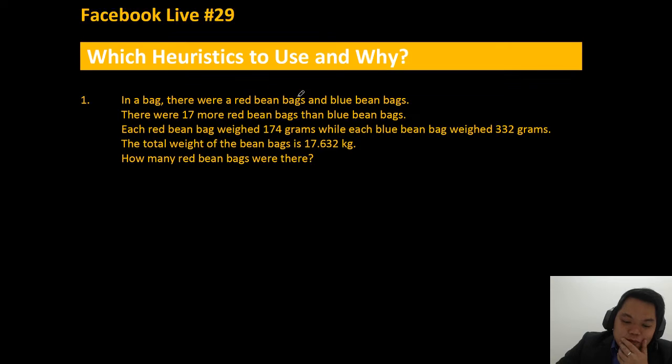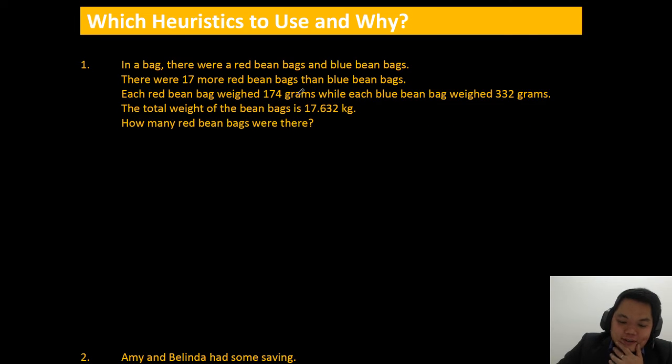Now, let's look at question 1. There were red bean bags and blue bean bags, and there were 17 more red bean bags than blue bean bags. Every red bean bag weighed 174 grams, while each blue bean bag weighed 332 grams. The total weight of all the bean bags is 17.632 kg. How many red bean bags were there?